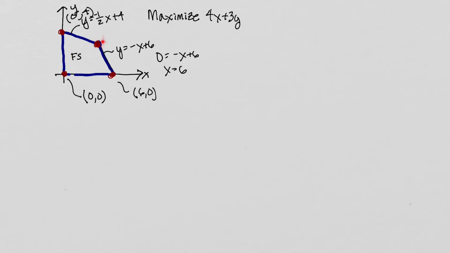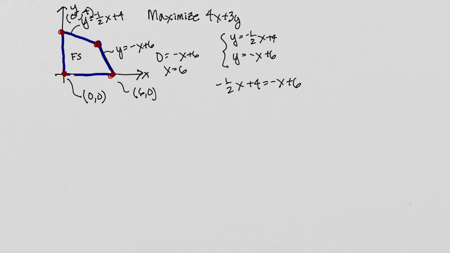Now, to get this point right here, this is where these two lines intersect. We need to find where this line here and this line here intersect. So we can do that if we just solve this system of equations. We're going to have y equals negative 1/2 x plus 4, and y equals negative x plus 6. And we can do this by setting y equal to this, y equal to this. So we're going to get negative 1/2 x plus 4 is equal to negative x plus 6.